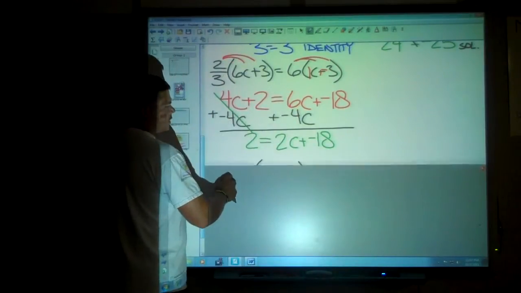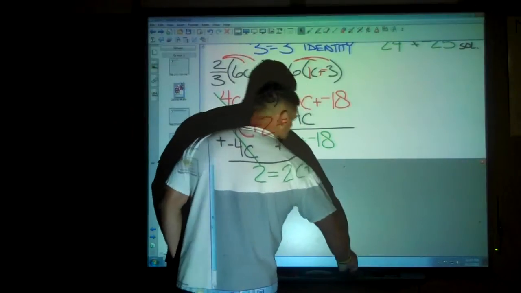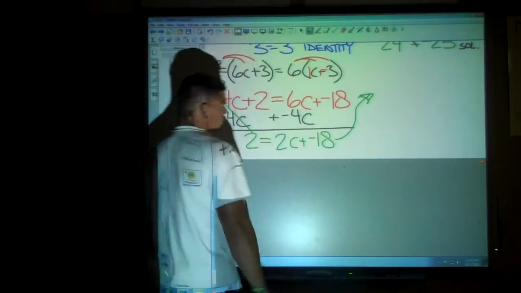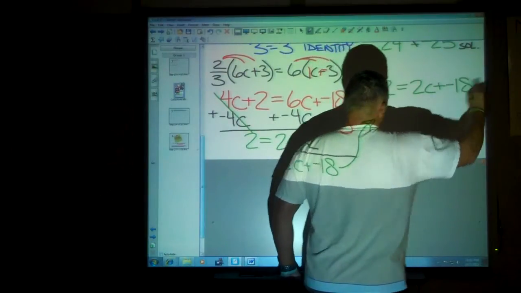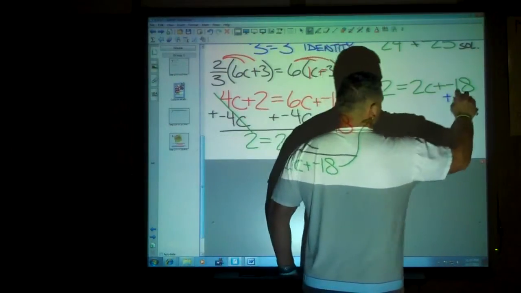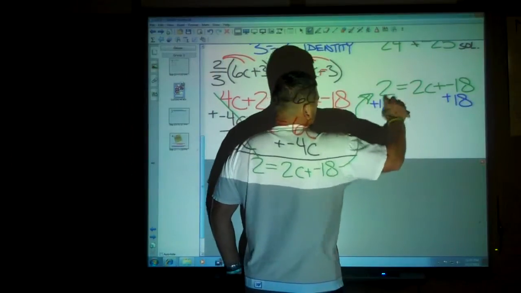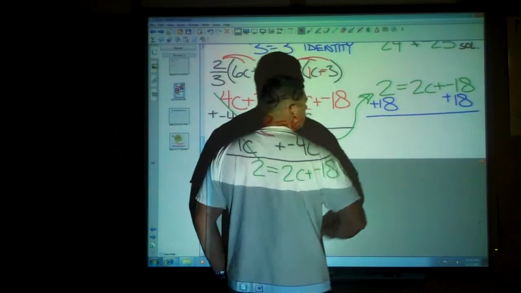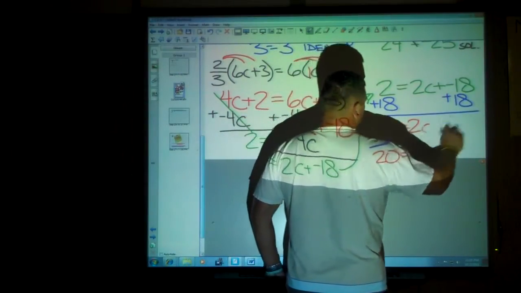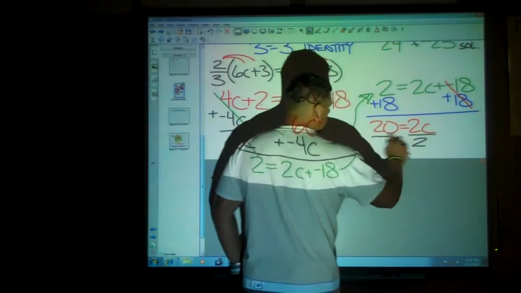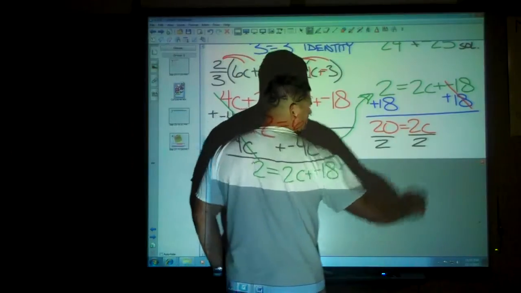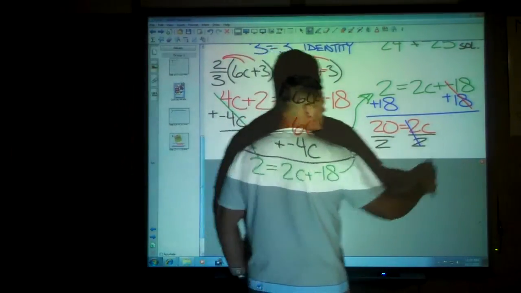So from here, I'll just go ahead and rewrite it up there where I have more room. 2 equals 2c plus negative 18. So we add 18 to both sides, and we're left with 20 equals 2c. Divide both sides by 2, and we get a final answer of c equals 10.